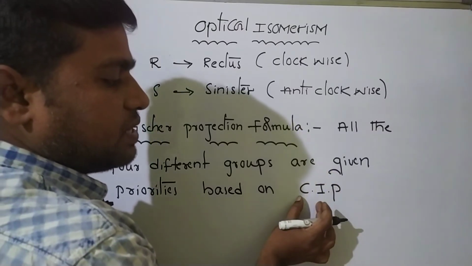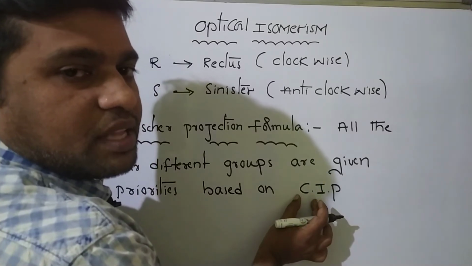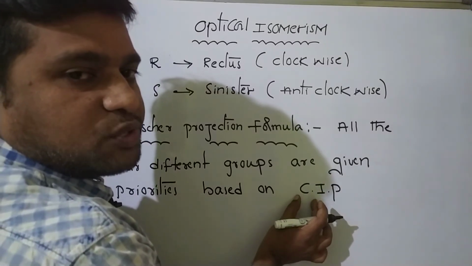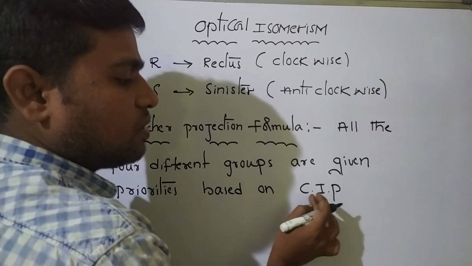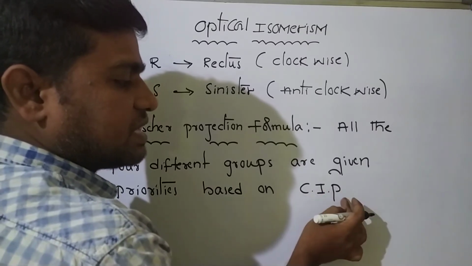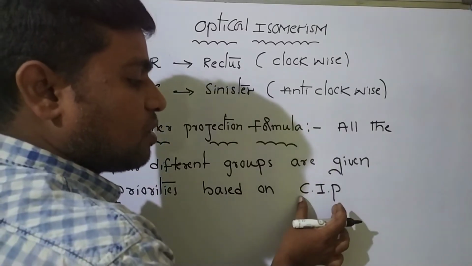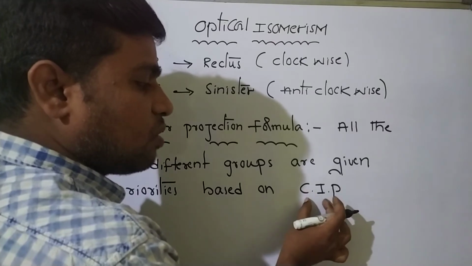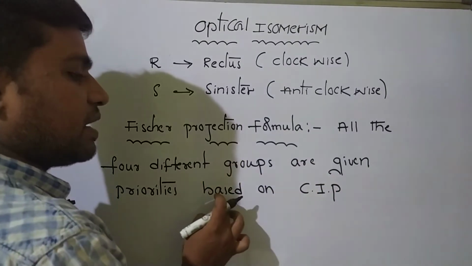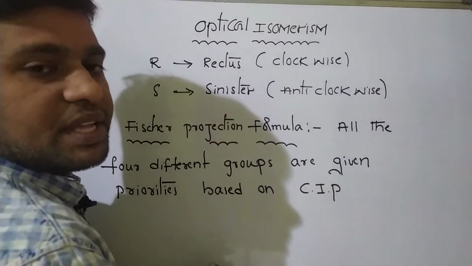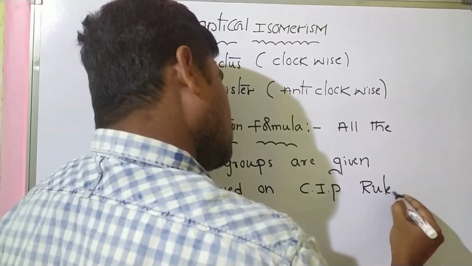Students, if you want the full details about CIP rules, you must watch the previous video. Already I taught it previously. CIP scheme means Cahn, Ingold, Prelog. These are 3 scientists. They formulated some empirical rules. So based on those CIP rules, all the 4 groups or atoms are given priorities around the sp3 carbon atom, means around the chiral carbon. CIP rules.